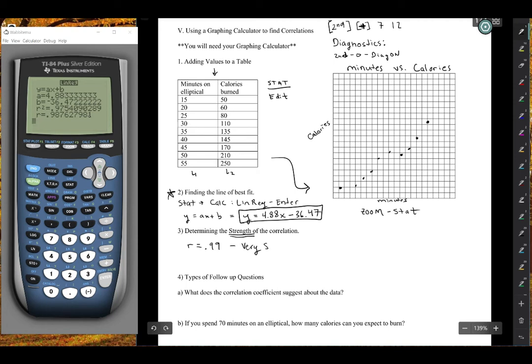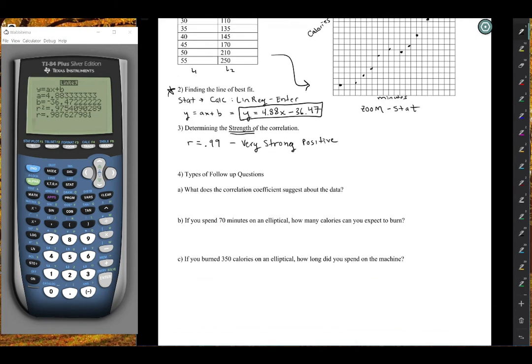Now the types of follow-up questions for this. What does the correlation coefficient suggest? It's strong positive, so it suggests that the more minutes you spend on an elliptical, the more calories you burn.